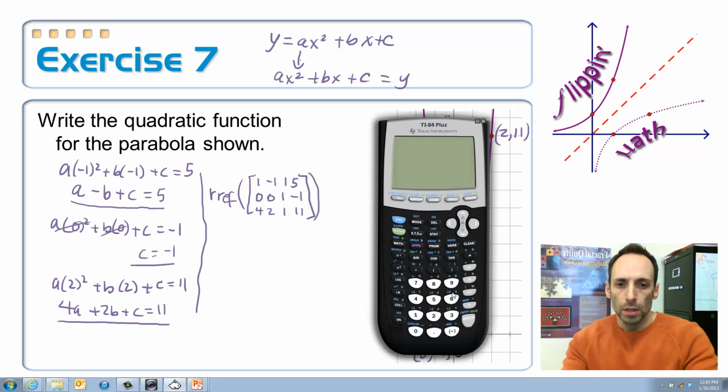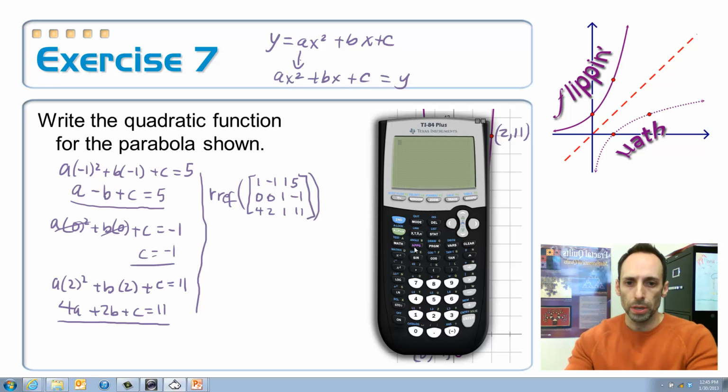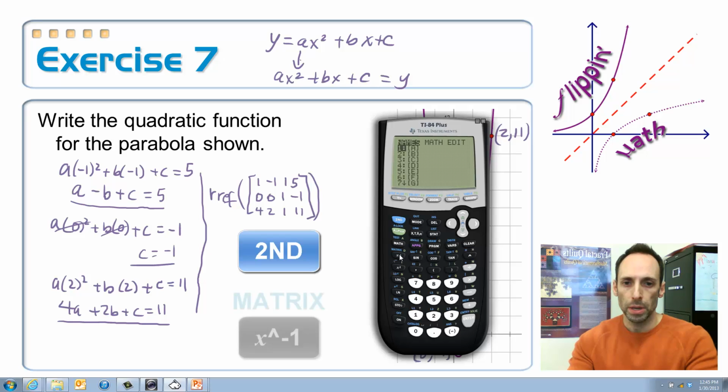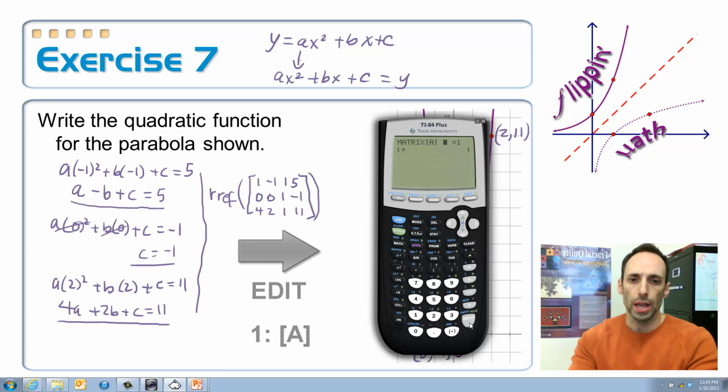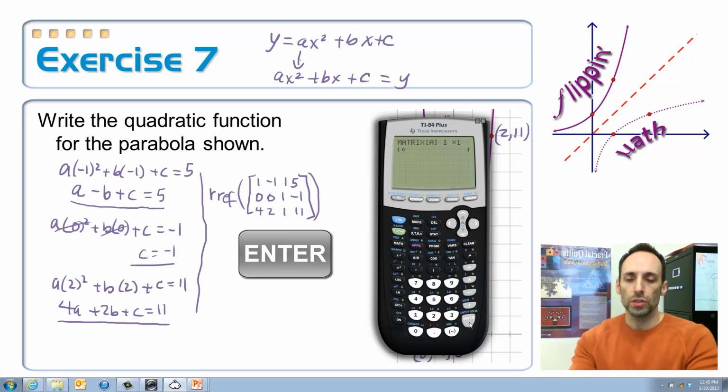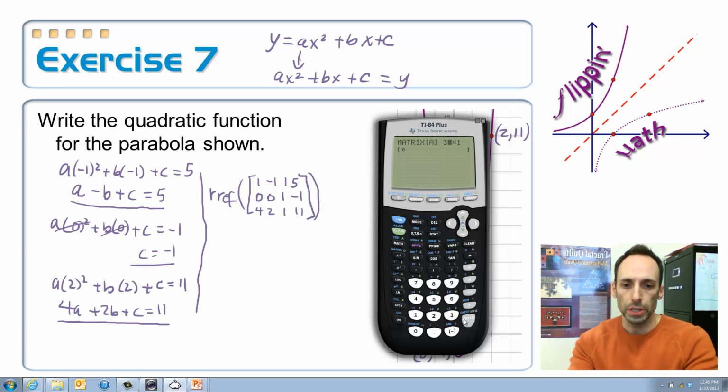So I want to turn that thing on, clear it out, and to input your matrix, we need to go to the matrix menu. It's in blue, so hit second, matrix. And I need to scroll over to the word edit so I can edit, say, matrix A. The size of this matrix is always number of rows times number of columns. So this is a 3 by 4. And then just type in all your numbers as you see them.